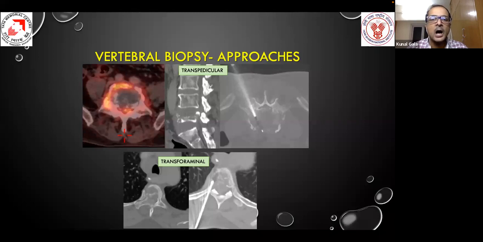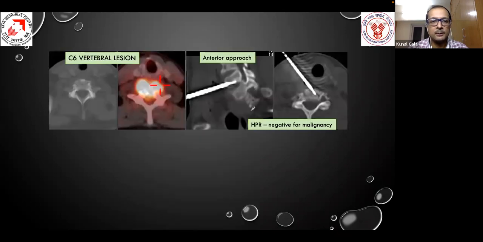So now coming on to the vertebral biopsies and approaches, there are various biopsies and approaches which are available. However, the most preferred approach is transpedicular. If the lesion is located in the vertebral body, one can use a transpedicular approach or a transforaminal approach, as in the case of a thoracic vertebra. So this is a transforaminal approach or a transpedicular approach for a lumbar vertebra.